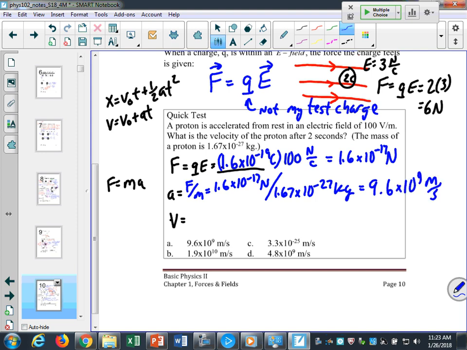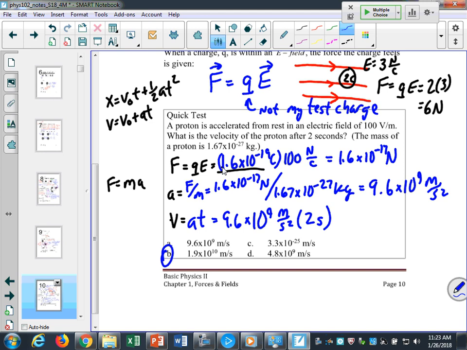Meters per second squared. And then if I want to know the velocity, it's just the acceleration times time. So that's 9.6 times 10 to the 9th times 2 seconds, which is equal, what was it, B? Yeah, B. 1.9 times 10 to the 10th.